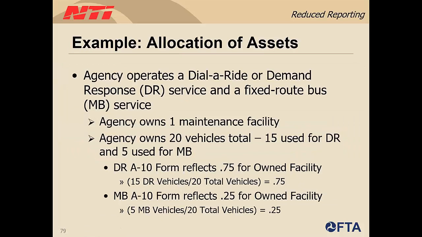For example, if an agency operates a demand response mode and a bus mode that use the same maintenance facility, this facility will need to be prorated between the A10 forms for each mode. If the agency owns 20 vehicles total, 15 of which are used for demand response and 5 of which are used for bus, the demand response A10 form will reflect 75% of the facility, and the bus A10 form will reflect 25% of the facility. This is determined by taking the number of vehicles for each mode and dividing by the total number of vehicles for all modes.